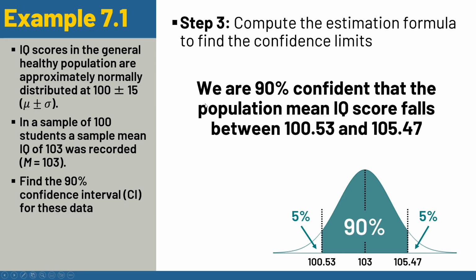In other words, what we're saying is that we are 90% confident that the population mean IQ score falls between 100.53 and 105.47. Right, so a few steps. Hopefully this gets more intuitive. But a few steps that are starting to tell us some interesting things about our data. So one more example here.